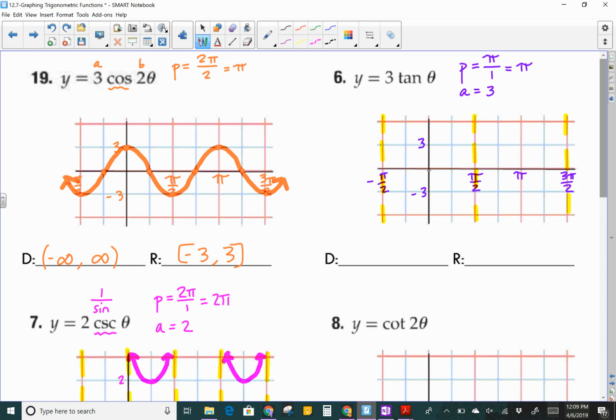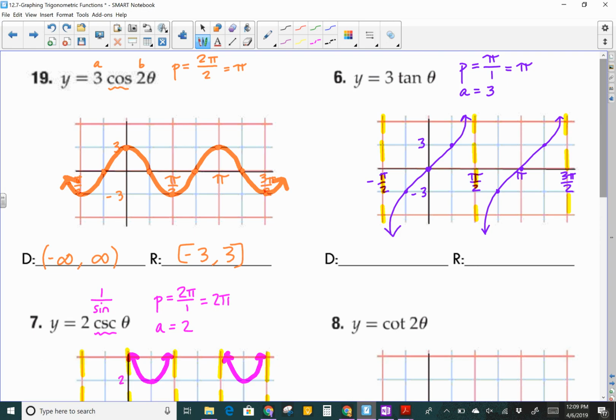We know that halfway between is a 0, and it rises instead of falls. So if you do it like this, you'll have the 2 cycles that I'm asking you to do, and that other pen wasn't working, so I'm going to use this one to graph these.